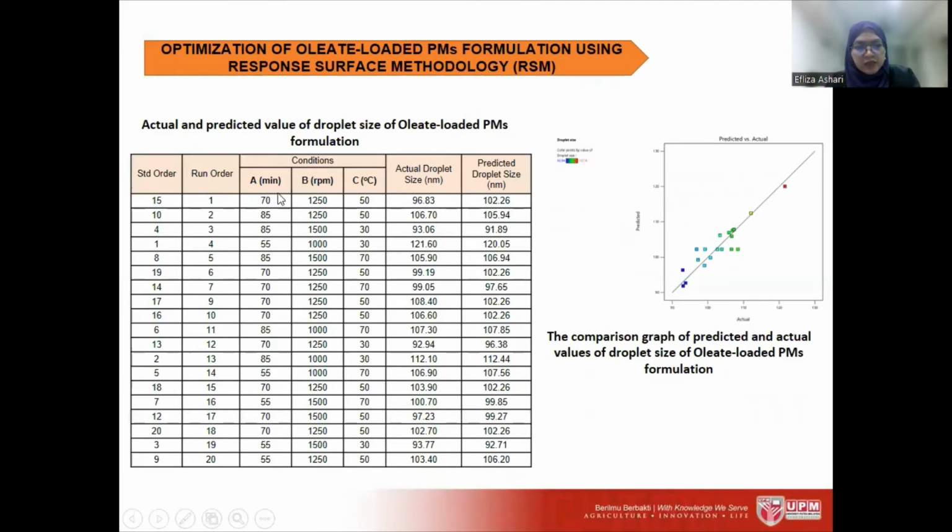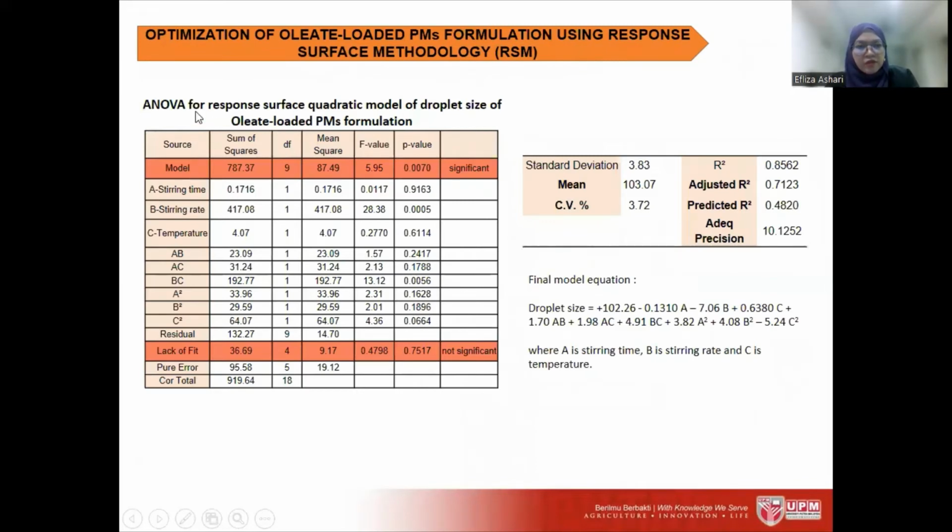So after we design the region for the 3 variables, then we come up with the actual droplet size. As you can see here, we have in total 20 runs, and the size for all 20 runs is still within nano size, from 20 to 200 nanometer. And from the ANOVA, we can see that our model is significant with R squared around 0.8562. And this is the equation.